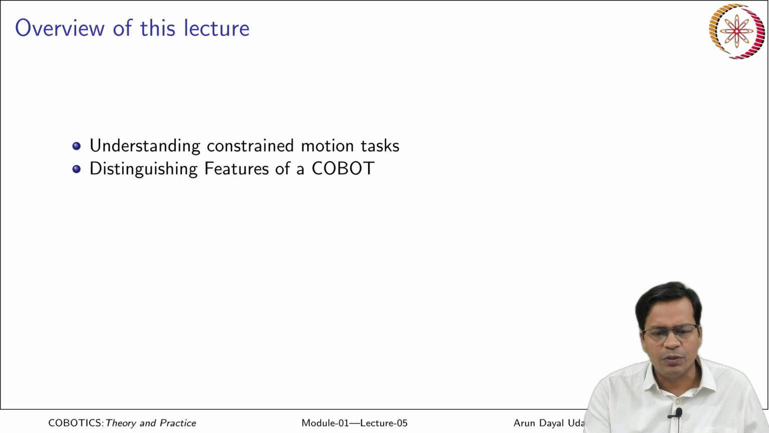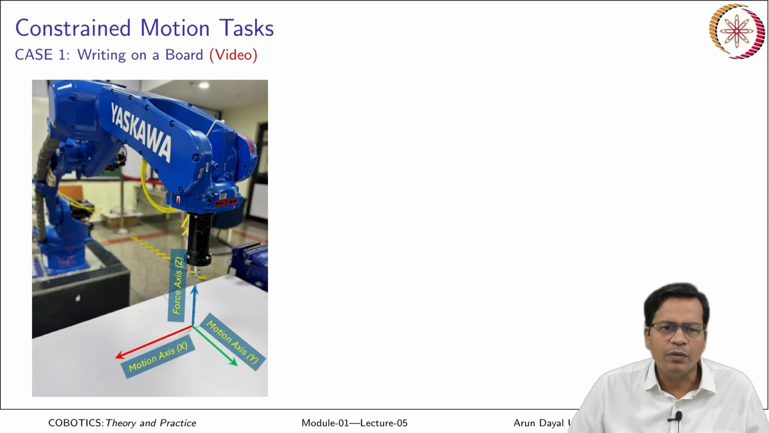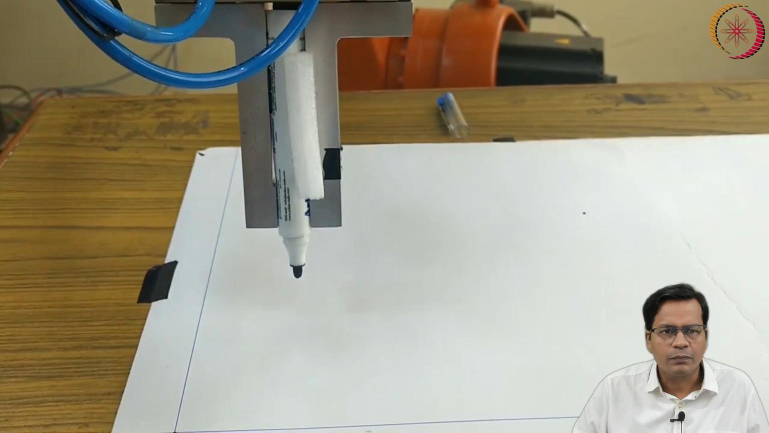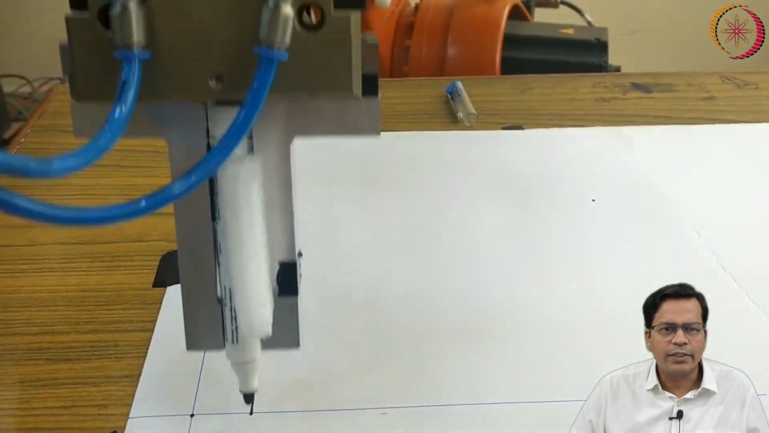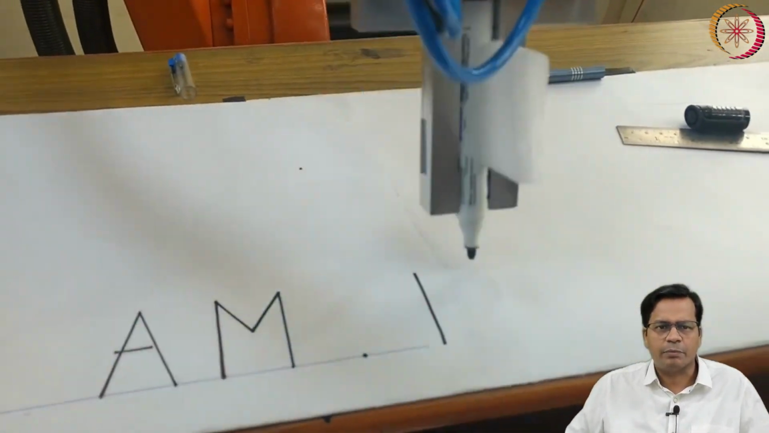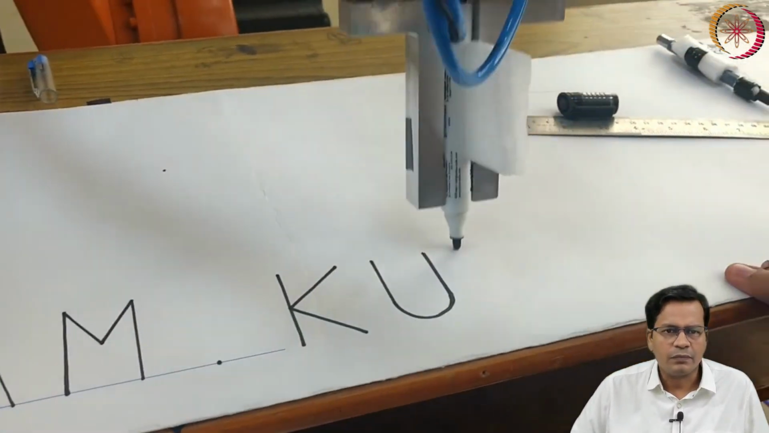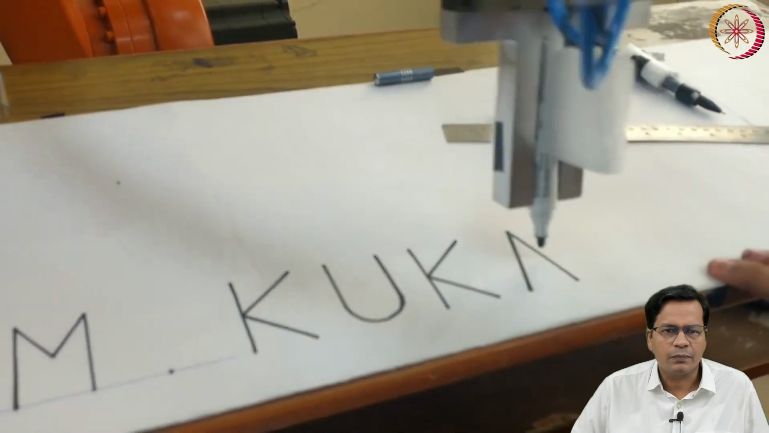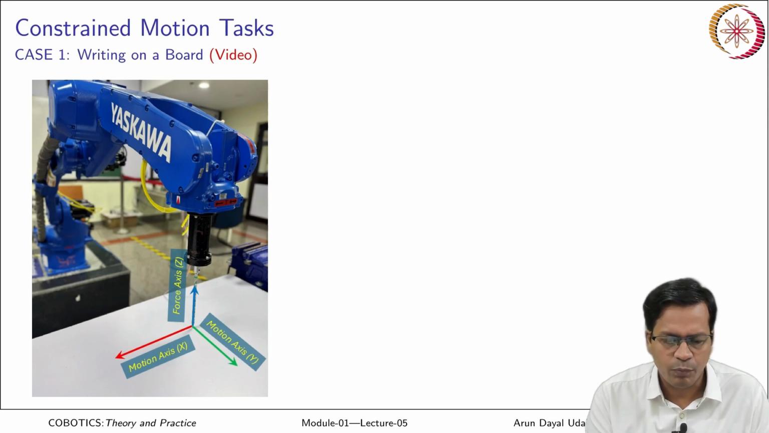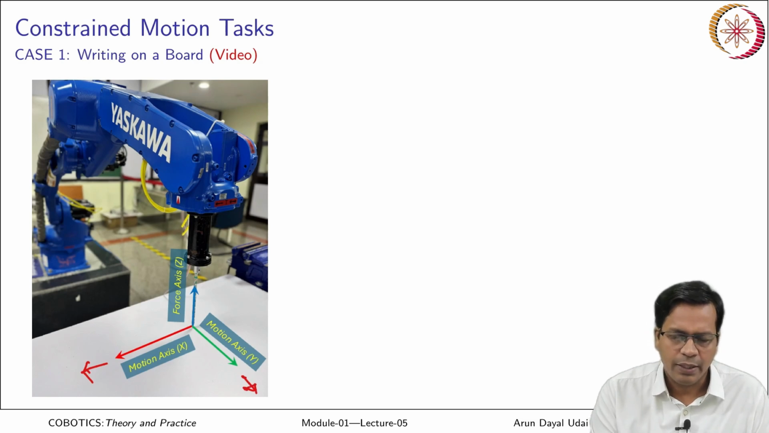Okay. So, let us continue with understanding the constrained motion task. The first one is writing on a board. When we write on a board, what all things go into it? You see, the robot is able to write on a board that is placed horizontally on the table. The situation is very much like this. When you have motion along the plane, I can move the robot along the plane, and there is a point of contact somewhere over here.